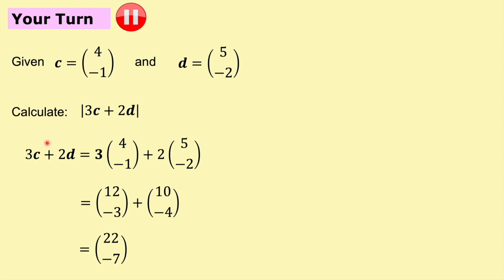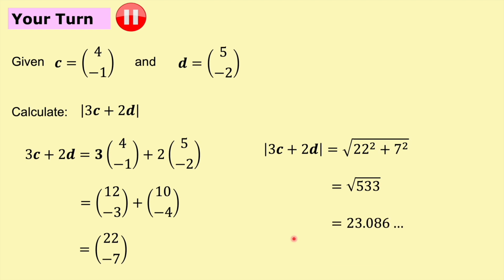We can now calculate the magnitude of this using this column vector. So the square root of 22 squared, add 7 squared, to give us the square root of 533. Using your calculator, turn that into a decimal, with your unrounded answer as well. So really well done if you got that.